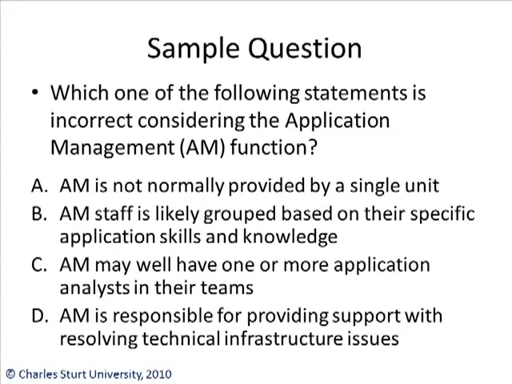Another dreaded sample question. Which one of the following statements is incorrect considering application management and the AM function? Answer A, application management is not normally provided by a single unit. Answer B, application management staff is likely grouped based on their specific application skills and knowledge. Answer C, application management may well have one or more application analysts in their teams. And answer D, application management is responsible for providing support with resolving technical infrastructure issues. I'll give you a couple of seconds to think about the answer, and then as usual, we move on.